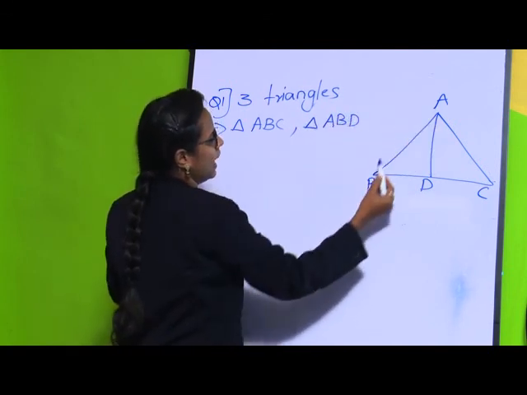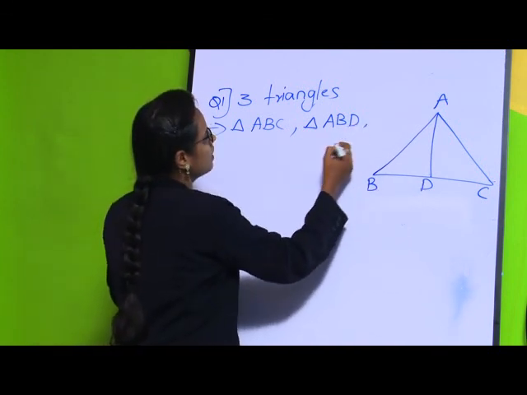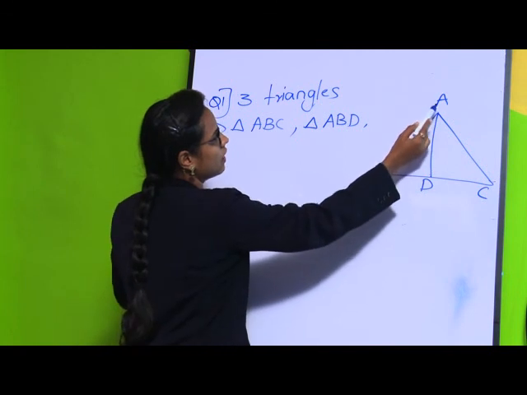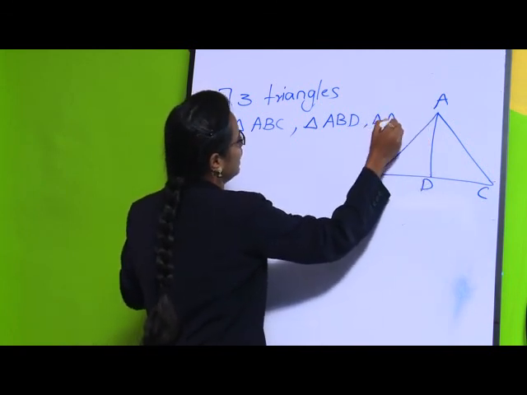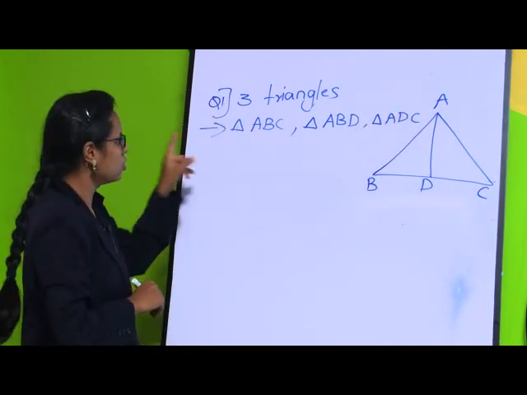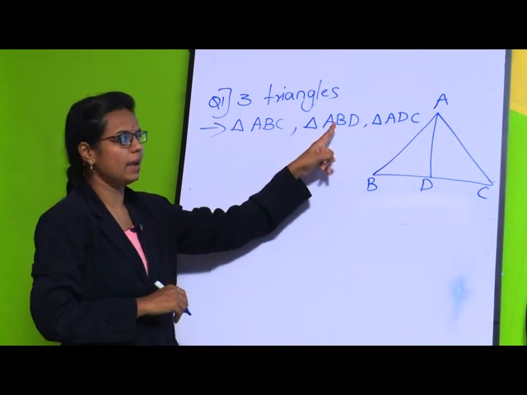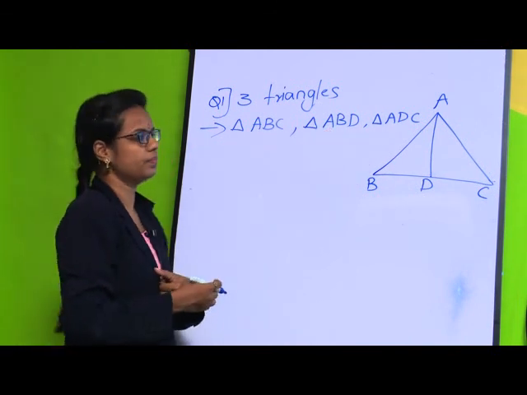The triangle ABD is the second triangle, and one more triangle, triangle ADC, is the third triangle. So, triangle ABC, triangle ABD and triangle ADC are the three triangles formed.